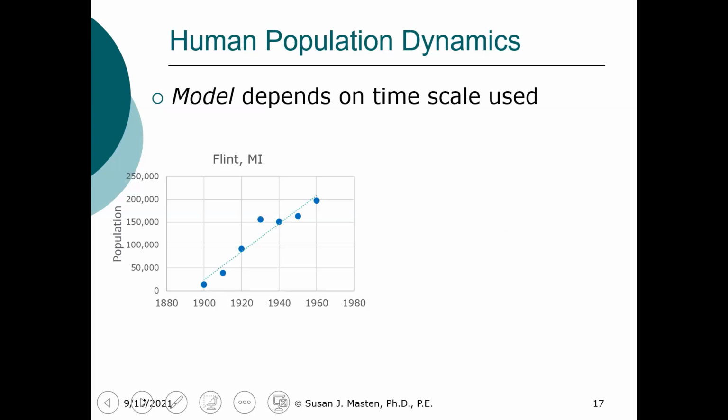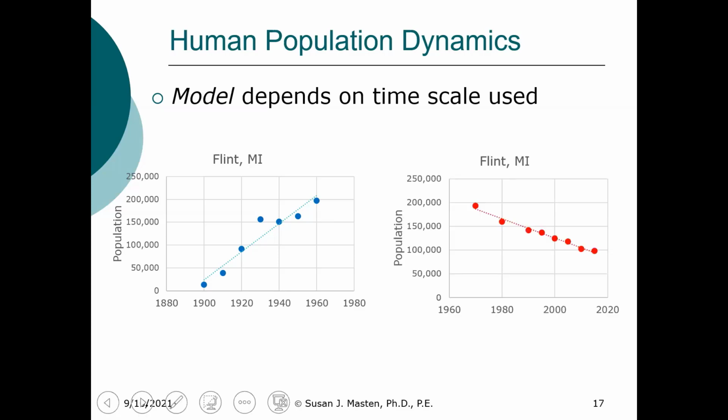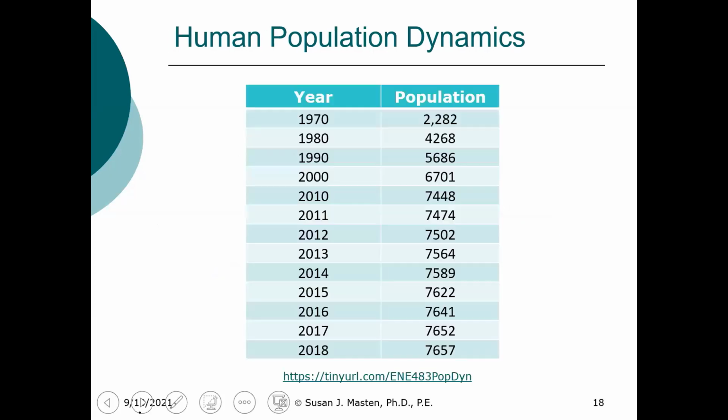Flint, we can do the same. If we look at the population growth in Flint between 1990 and 1960, it's increasing. If we look at it from about 1970 onward, it is significantly decreased. So that plays a very significant role.